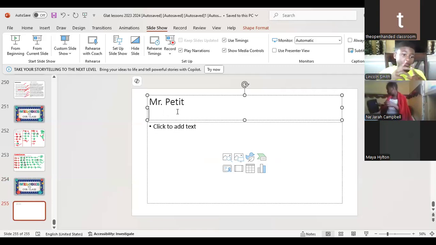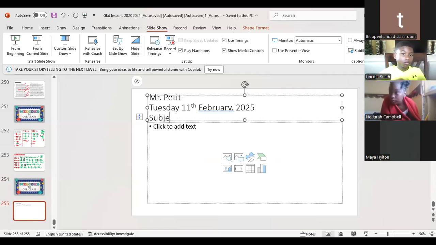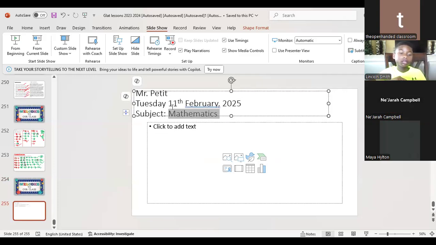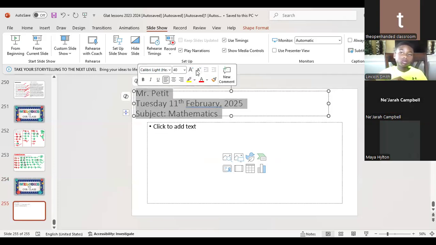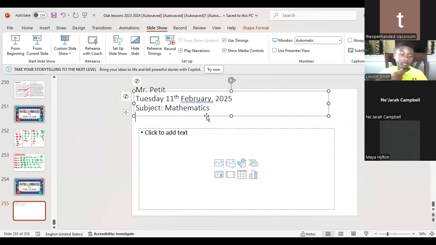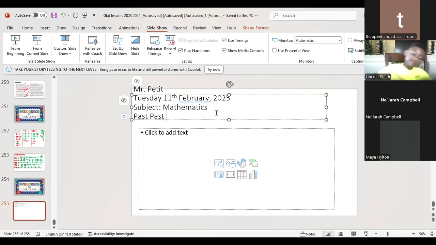Today is Tuesday, the 11th of February, 2025. The subject is, of course, mathematics. Yesterday we looked at how to add mixed numbers and improper fractions. Today we're just going to be looking at past paper questions.